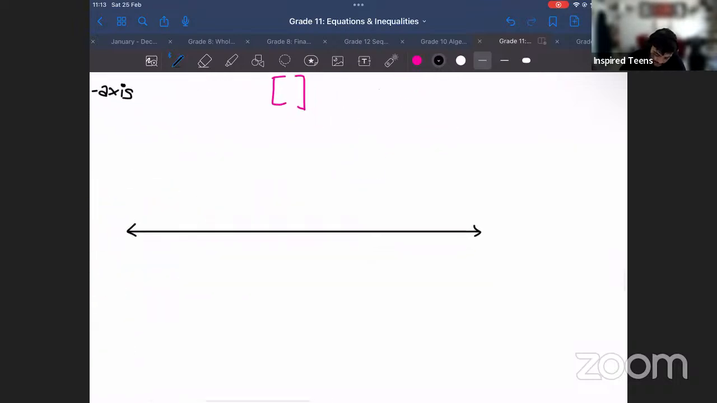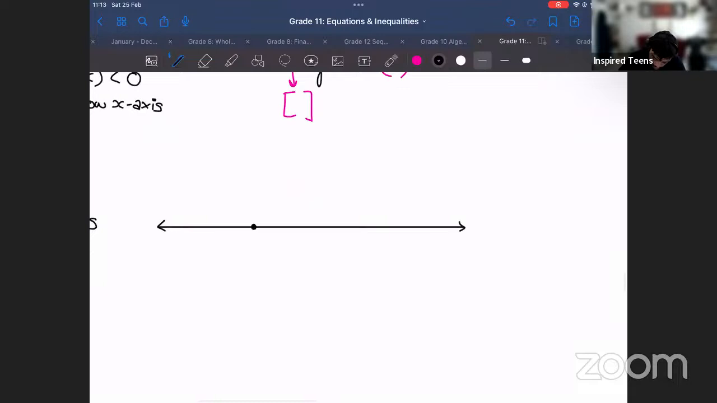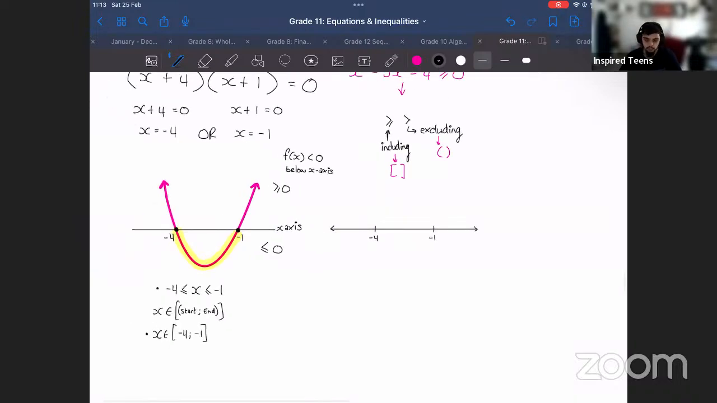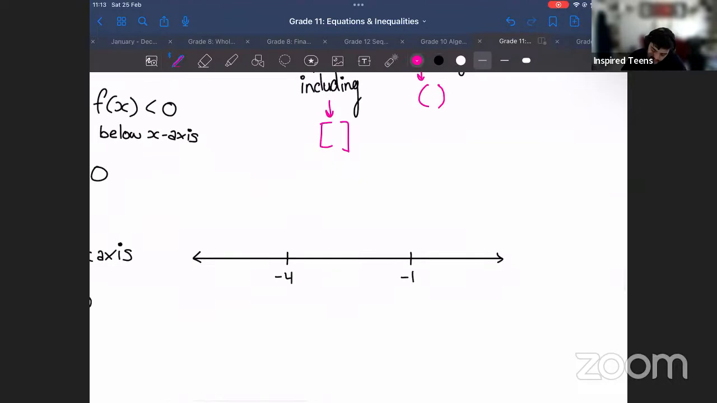So I identify my critical values: -4, let's use a line. Just my critical values, that's all I put. So this number line, I've actually separated into 3 parts. 1, which is everything before -4. 2, which is between -4 and -1. And 3, everything after -1.